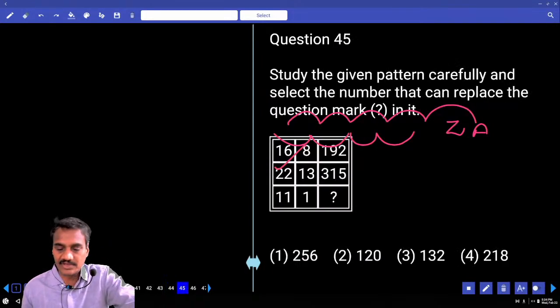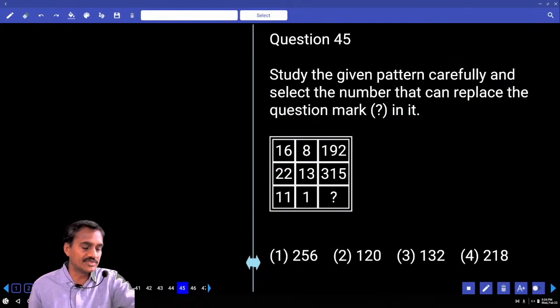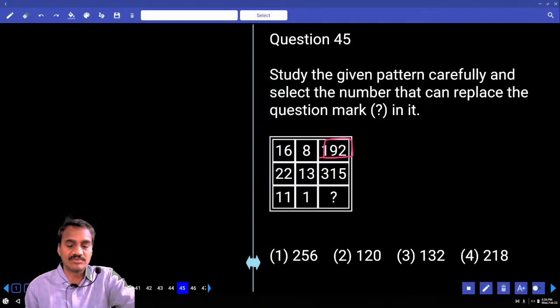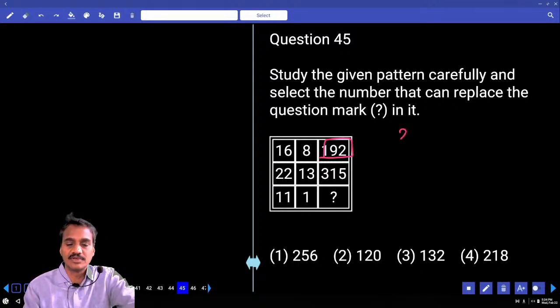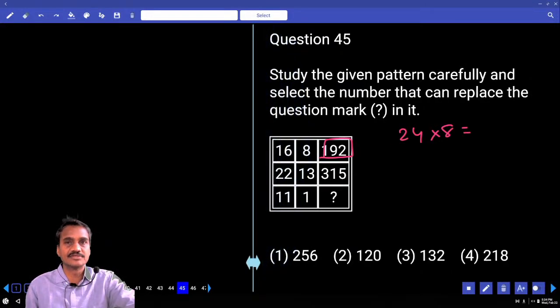44. Then coming to 45. Now, have you done 45? Now 192. How will you get 192 with the help of 16 and 8? 16 plus 8 is 24, 24 into 8. Is it right? 16 plus 8 is 24, and 16 minus 8 is 8. 24 into 8 is 192.